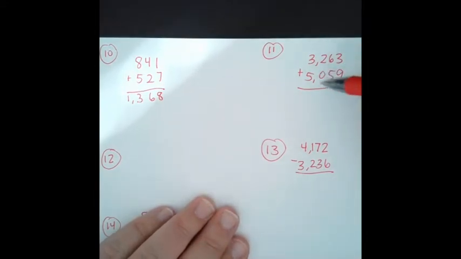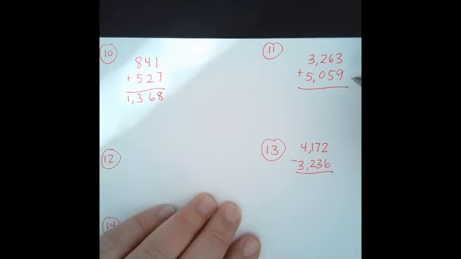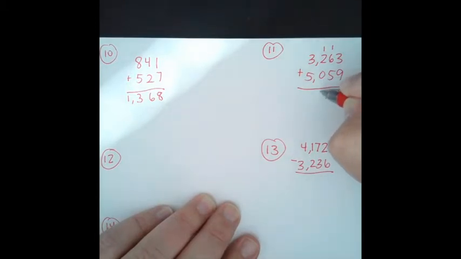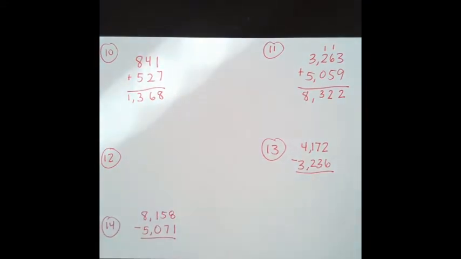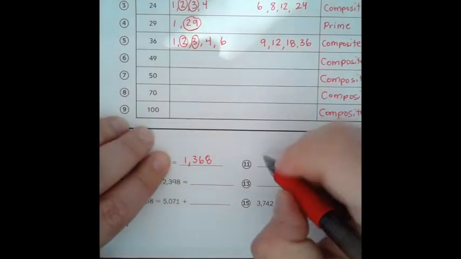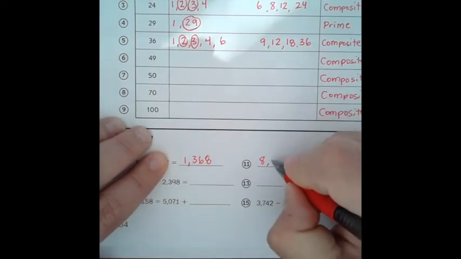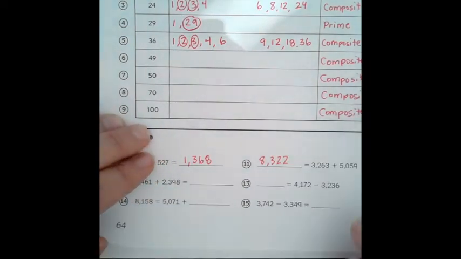Okay, number 11 is 3,263 plus 5,059, so 9 plus 3 is 12. Put a 2 in ones place, carry the 1. 6 plus 1 is 7. 7 plus 5 is also 12. Put another 2 in tens place, carry the 1 over. 2 plus 1 plus 0 is 3. No carrying over there. And 5 plus 3 is 8. So the answer there is 8,322. So I'm going to transfer my answer over. 8,322.